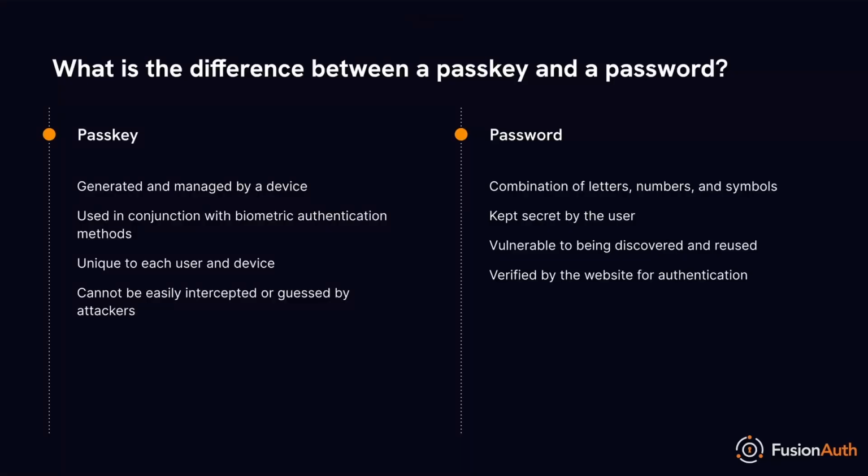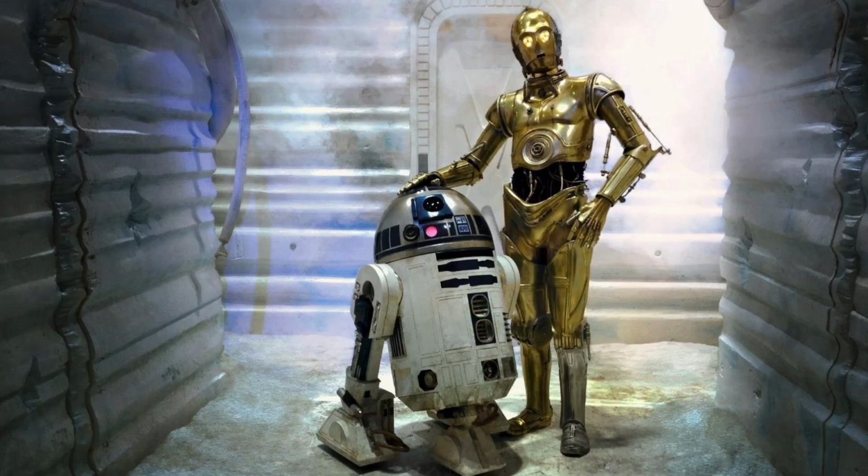WebAuthn passkeys are considered more secure than passwords because they are unique to each user and a device. They cannot be easily intercepted or guessed by attackers. Unlike passwords, passkeys cannot be stolen in a data breach because they're never transmitted over the internet. Another advantage of passkeys is that they are easier to use than passwords. Users do not have to memorize a complex combination of characters, but instead rely on their device to authenticate them. Passkeys are also resistant to phishing attacks because they're verified by the device, not a website. So if R2-D2 hears from C3PO that they should get let in, maybe we have an issue.